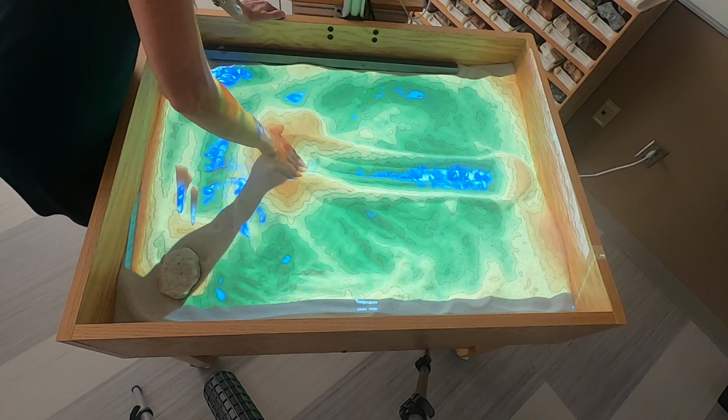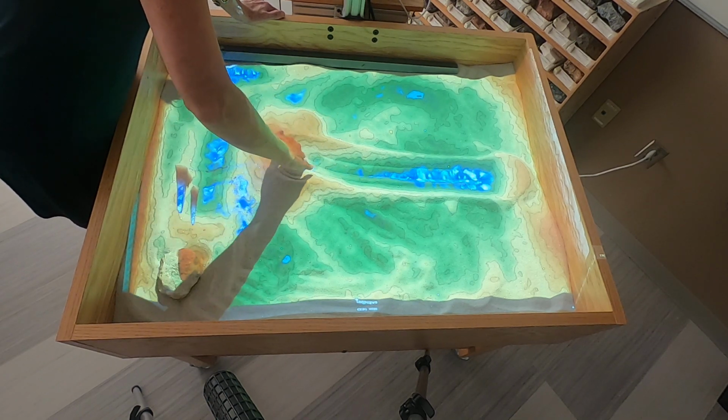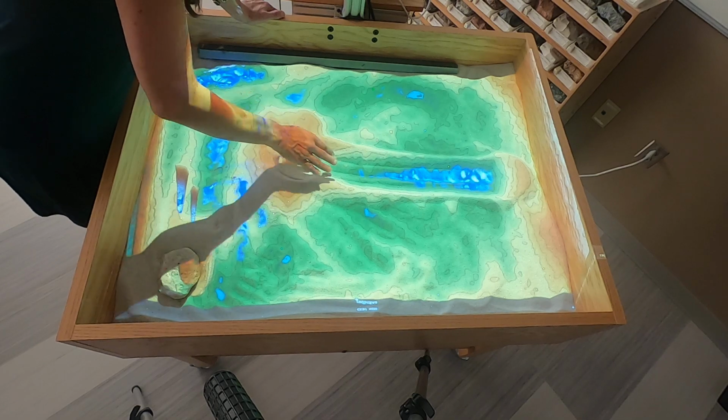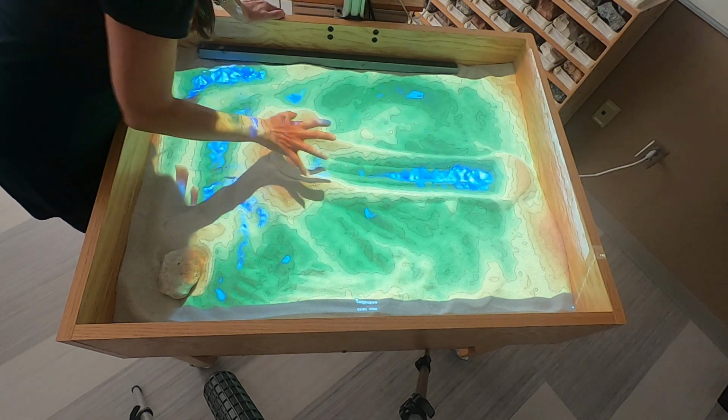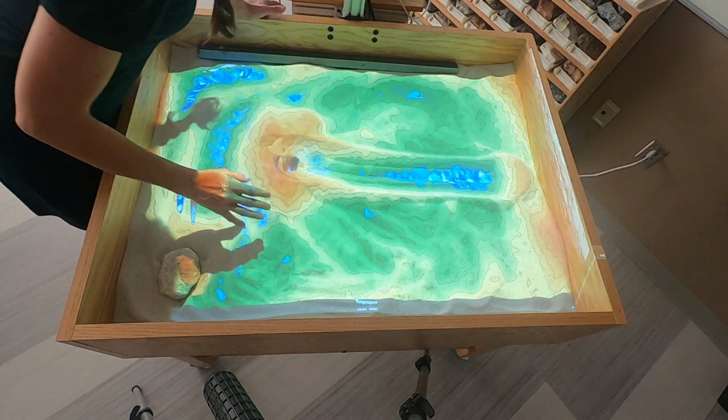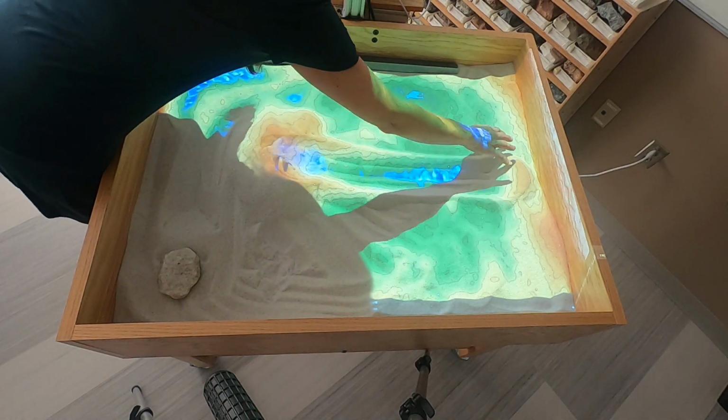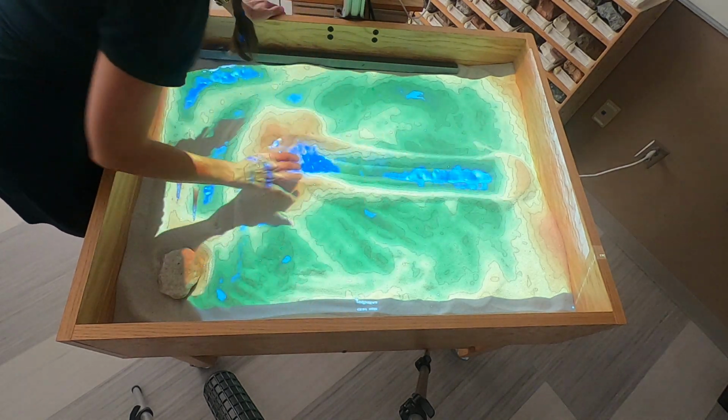These cirques, C-I-R-C-Q-U-E. It's literally like if you take your hand and you push, and it's like a handprint. So this is a glacial imprint left behind. And we can map out these moraines.